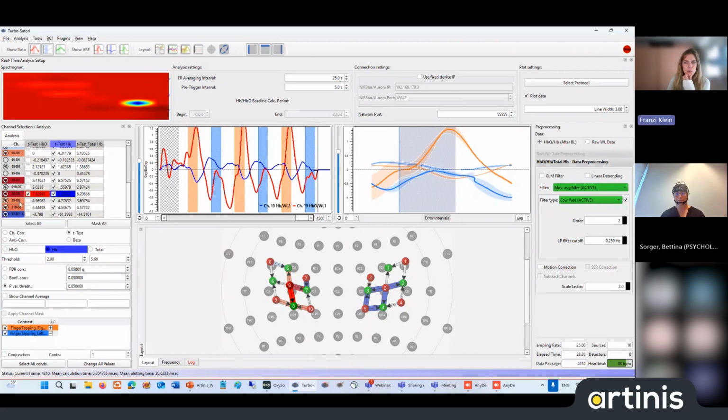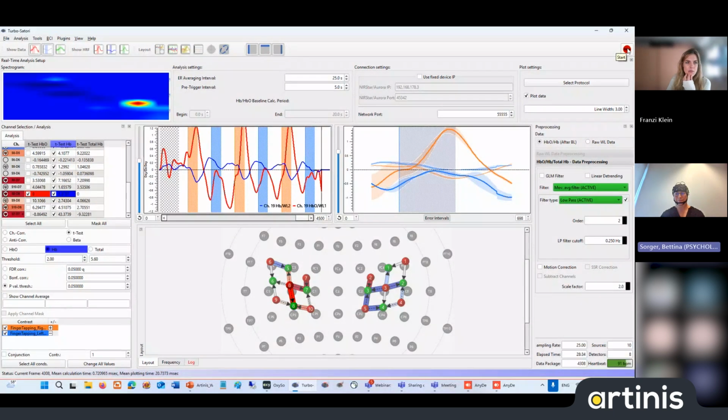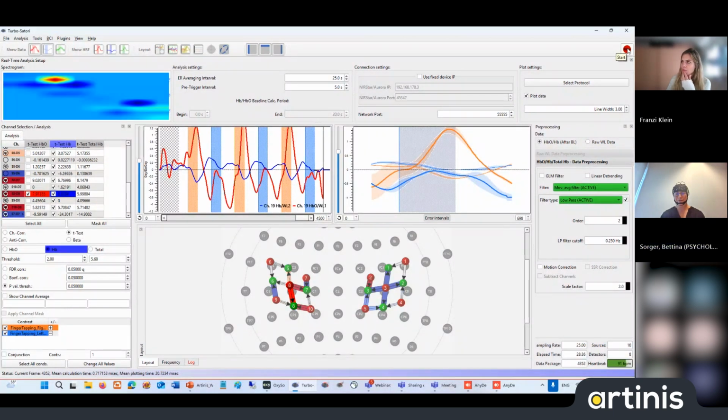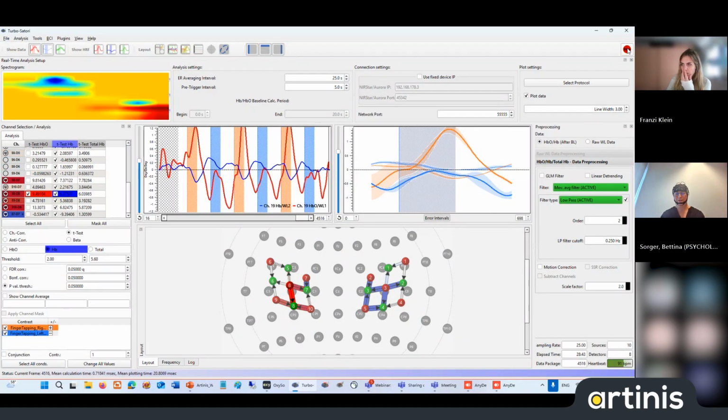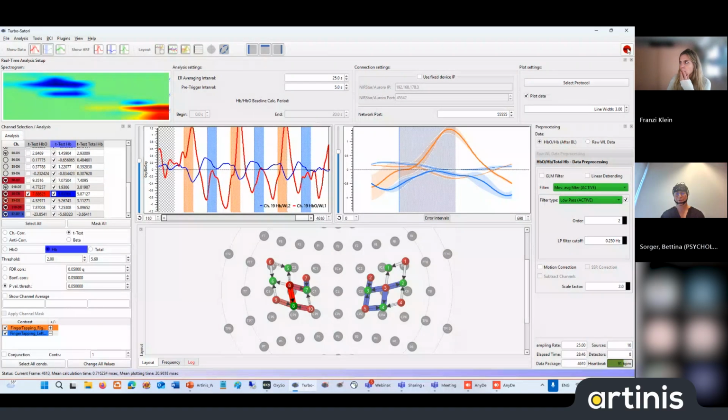Yeah, so the experiment is over. I will stop now. A few seconds still to get the hemodynamic response fully from the last trial. Okay, now we can stop.